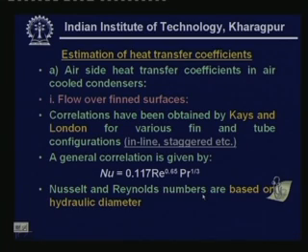And remember that here the Nusselt and Reynolds number are based on hydraulic diameter. So, once you know the hydraulic diameter and velocities, etc., you can calculate the Reynolds number and Prandtl number, from that you can calculate the Nusselt number, and from the Nusselt number you can calculate the heat transfer coefficient.